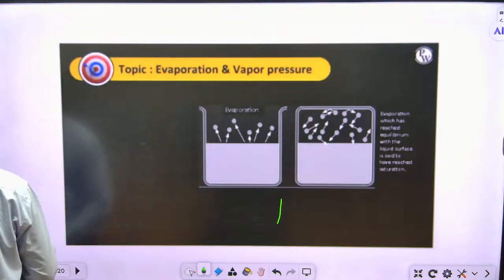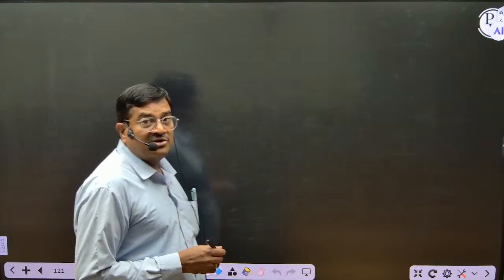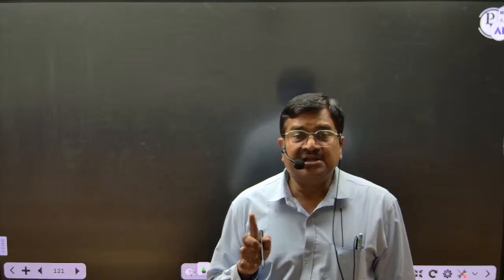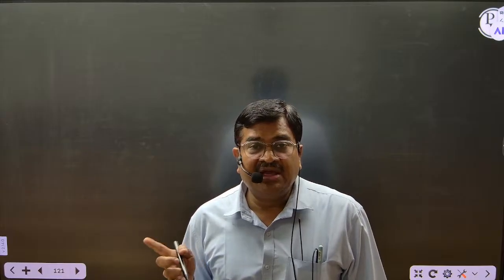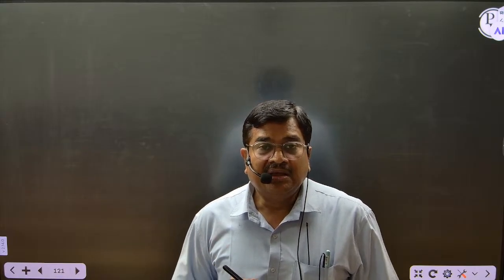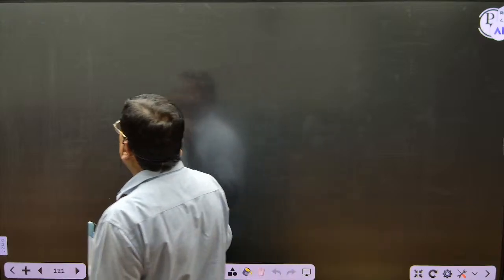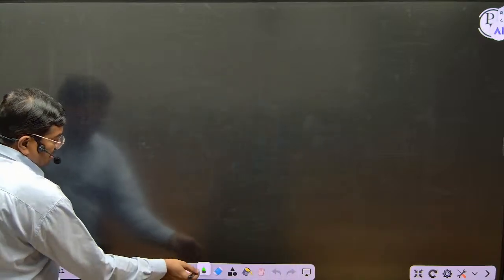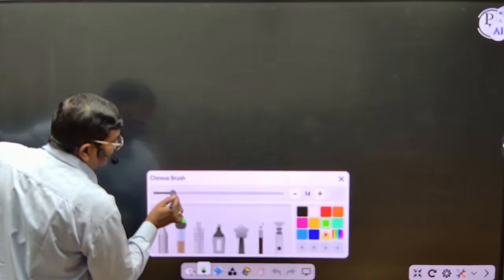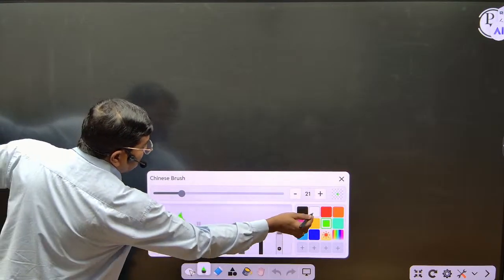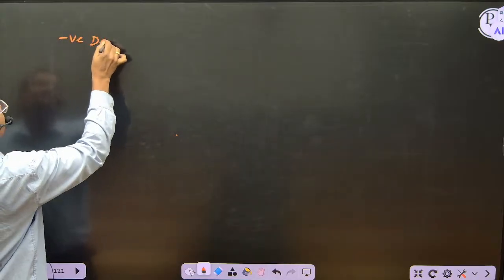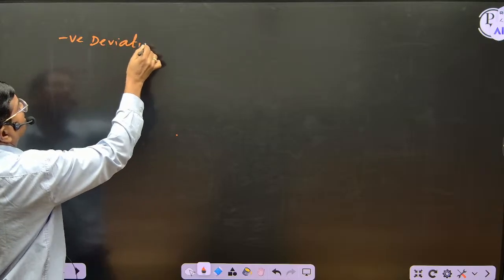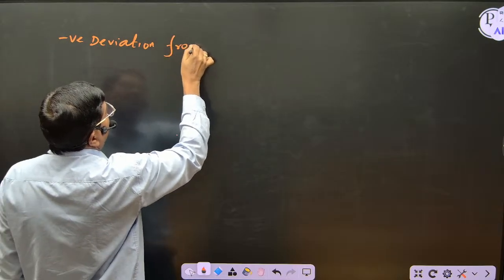Heading: negative deviation from Raoult's law. Last class we discussed what is an ideal solution. After ideal, I taught you non-ideal. In non-ideal we have two types, positive deviation and negative deviation. Now write the heading negative deviation. Are you following, students? All of you write today's date, and write the heading negative deviation from Raoult's law.